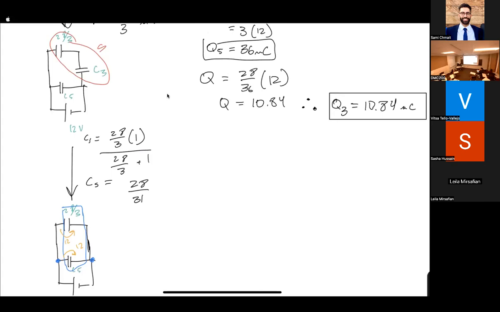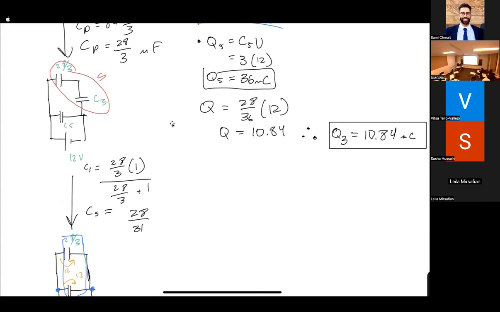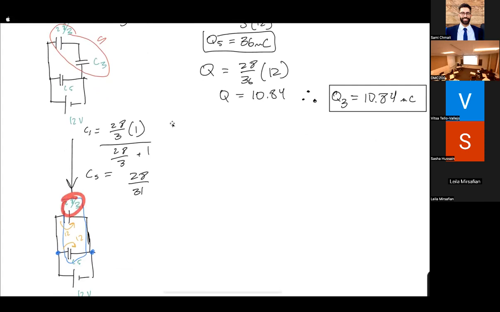Okay, so let me explain again. Someone on Zoom asked too. We know the capacitance here, right? That's that 28 over 31 there. And we know what the voltage drop is here, so we can solve for the charge that's here. That charge, 10.84, belongs to a capacitor made up of these two which are in series. By definition of capacitors in series, they have the same charge. And that's how we get that value.